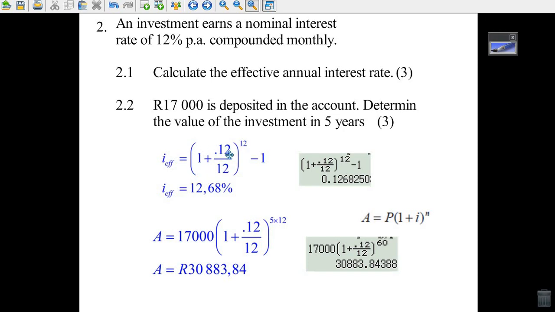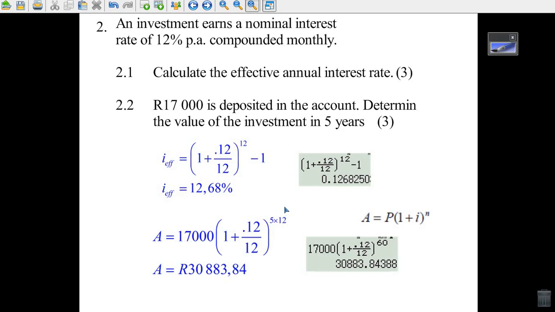But then you'll get this answer. It'll be 1.1268. You have to take away 1. So you put it in your calculator, you must subtract 1, and you'll get the effective interest rate. 1 year's worth of interest. Take away 1, and there it is, 0.1268. That's 12.68%. And there you go.